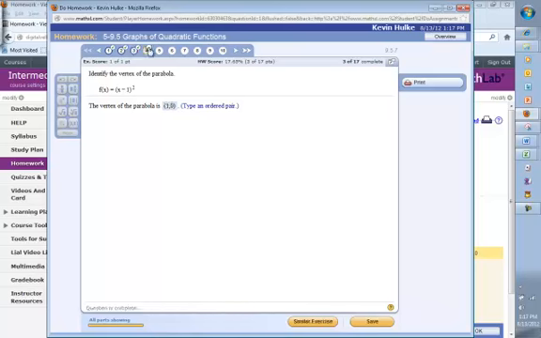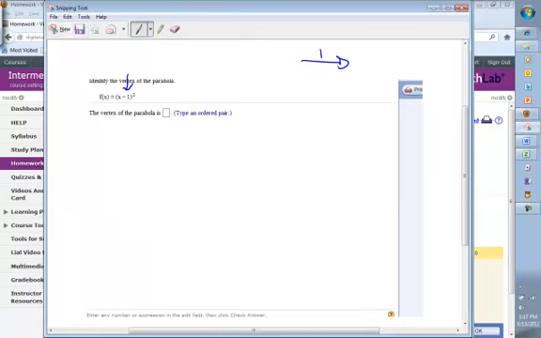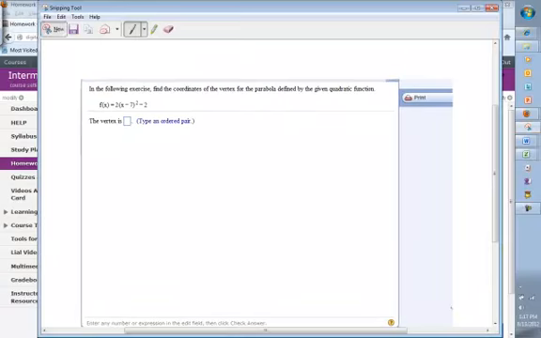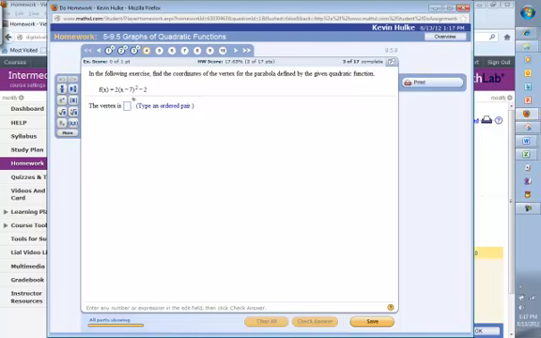Number 4. Now we've got a number connected. Oops, I'm going to redo this one because I might have missed something. Find the coordinates of the vertex. Okay, this number is connected to the x, so we go forward 7. This number is connected to the y, so we go down 2. So our vertex is at 7, comma, negative 2.